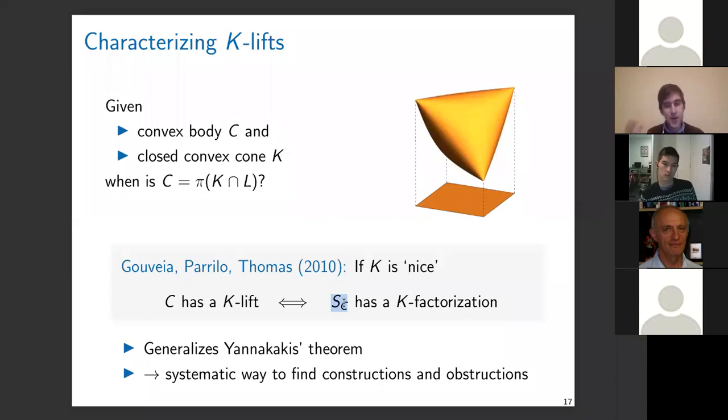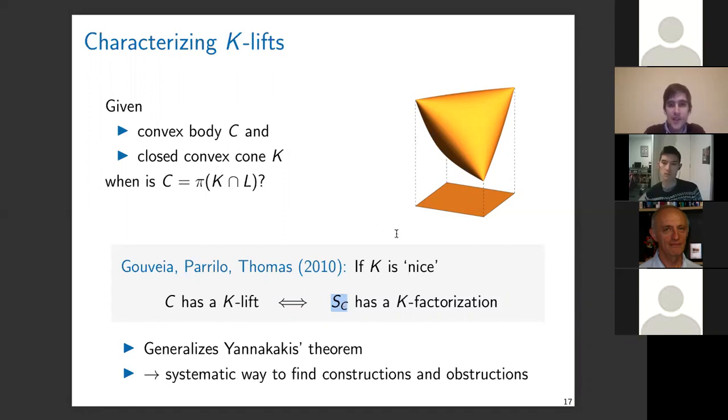And if this cone is nice, and I mean nice in the sense of facially dual complete, then you have an equivalence that says the downstairs object has a K-lift if and only if some slack operator object associated with the downstairs convex body has a K factorization. So it has some kind of factorization using this convex cone K.